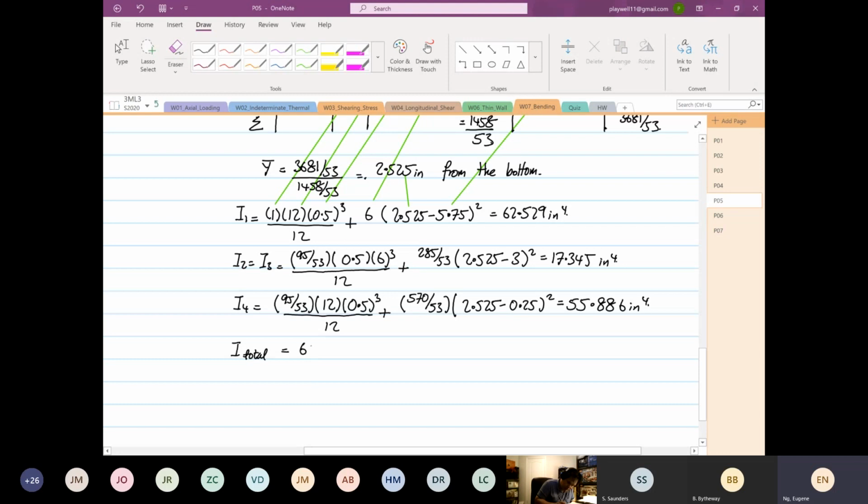Okay, so I total is equal to 62.529 plus twice of 17.345. I'm almost done. Okay, so plus 55.886. So this will be equal to 62.529 plus 2 times 17.345 plus 55.886. So it's 153.105. Okay, 153.105 inches to the power 4. So this is our I.